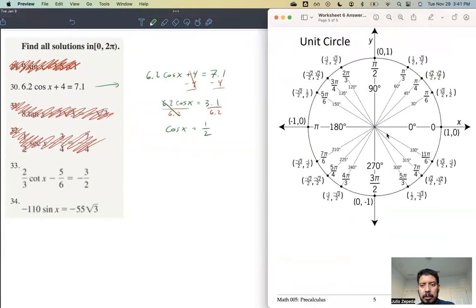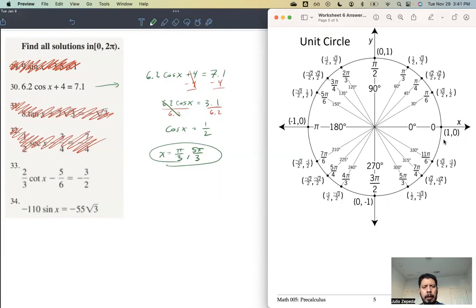And so now we go to the unit circle. Where is the cosine equal to 1/2? Right here. One of the solutions then is x equals pi over 3. And then right here, 5 pi over 3. And remember, we were asked for all angles from 0 to 2 pi. And so that's it. Those are all of our answers.